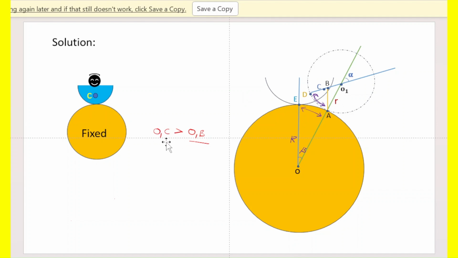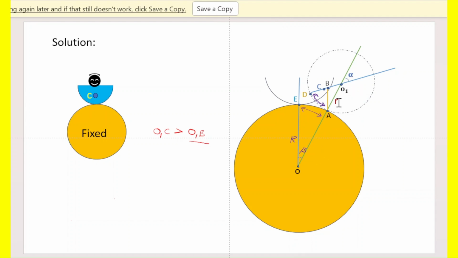O1C is given in the problem, that value is R by 2, and O1B we have to find out. To find out O1B, we assume all these things. With the initial line of symmetry, the line joining the centers makes an angle beta, and the line of symmetry in the rolled position makes an angle alpha with this line joining the two centers.